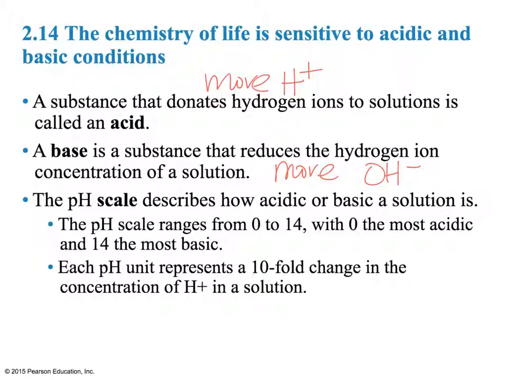So we have a pH scale, which describes how acidic or basic a solution is. It goes from 0 to 14. 0 is the most acidic, 14 is the most basic.